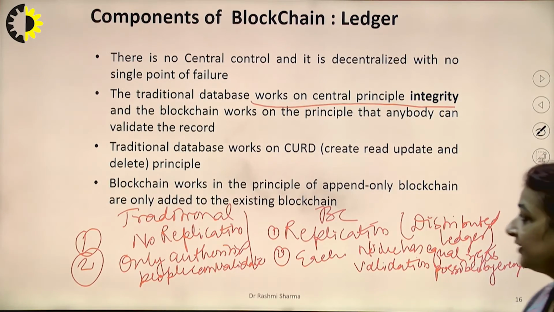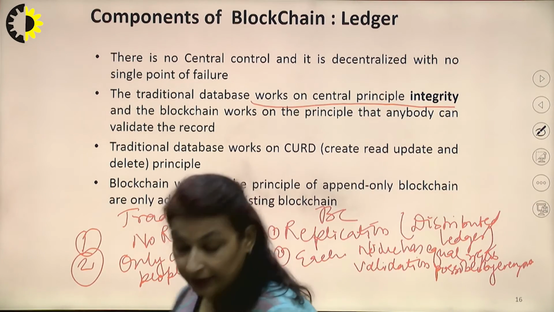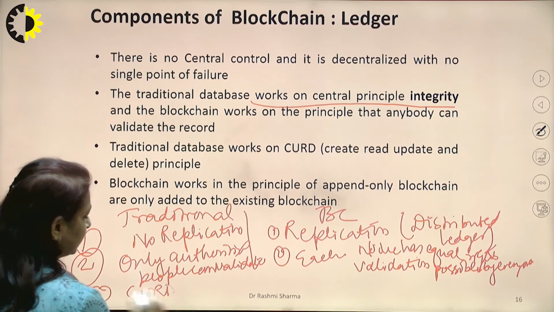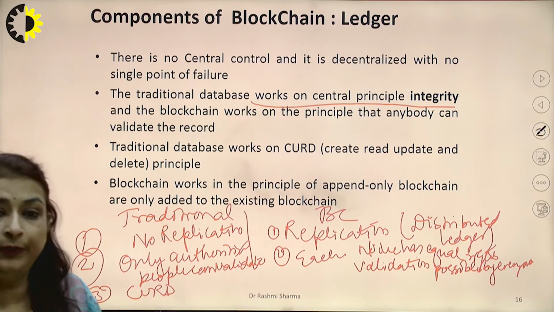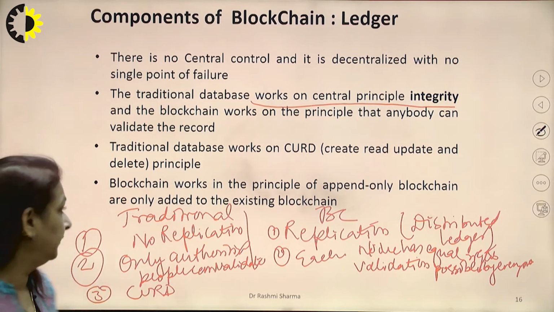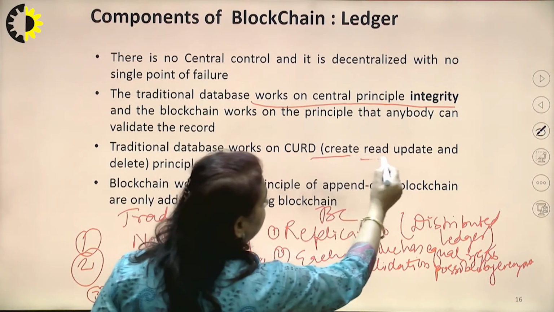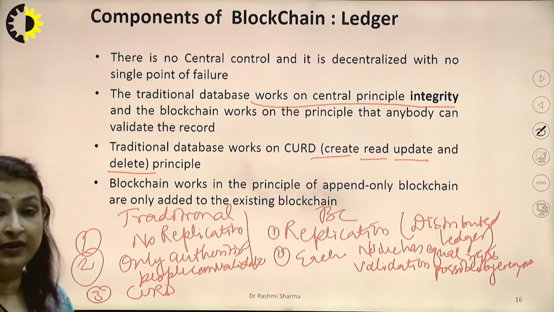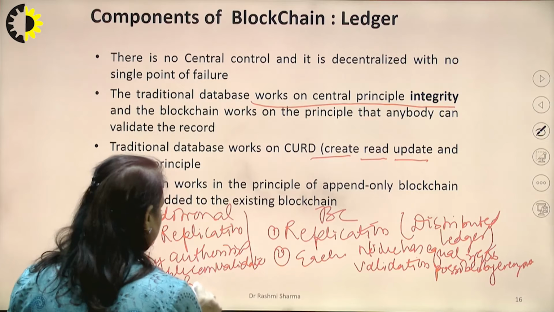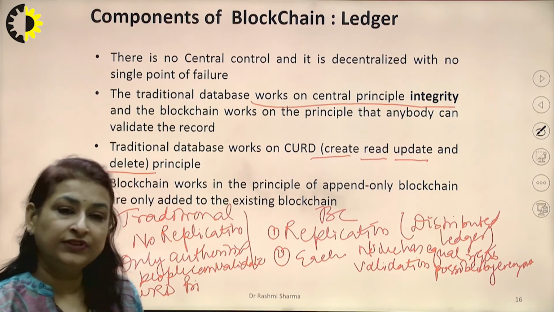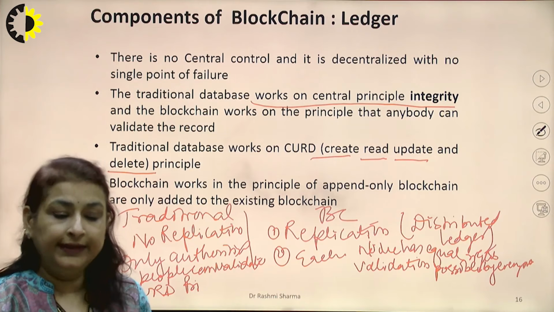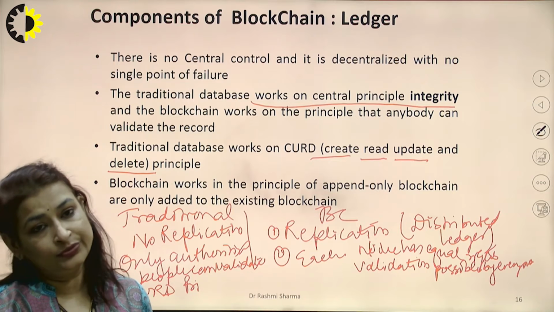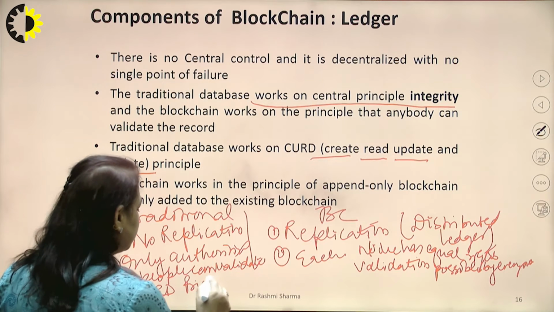Then the third: in the traditional database, we use the CRUD technology. These are three broad differences. CRUD is create, read, update and delete. The traditional database works on the CRUD principle. So if I want to change something, then obviously I will update it. If I want to delete something from the data, I will use the delete option, or if I want to insert some new data, I will use the create option.